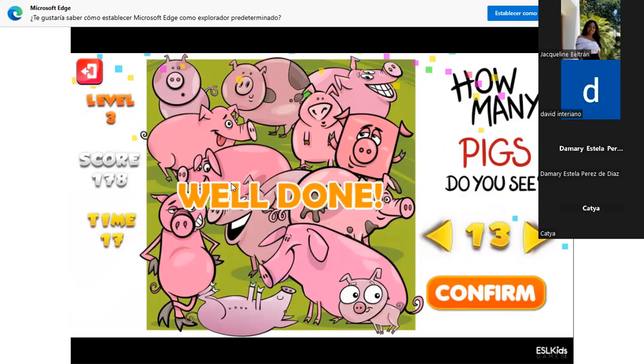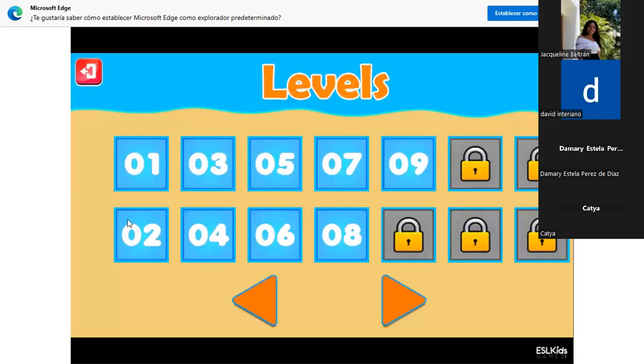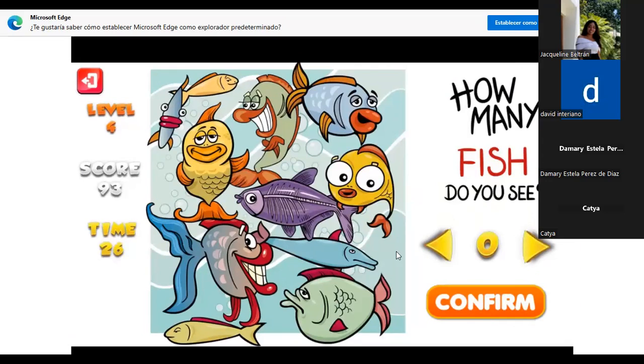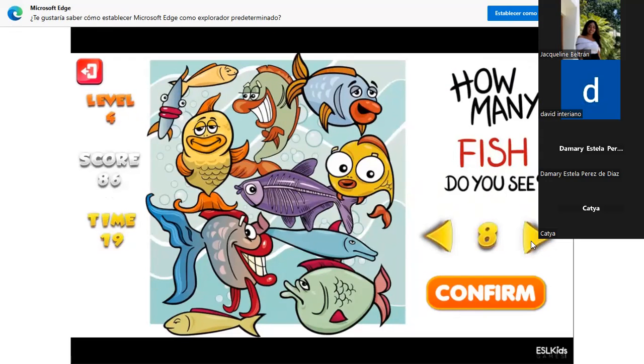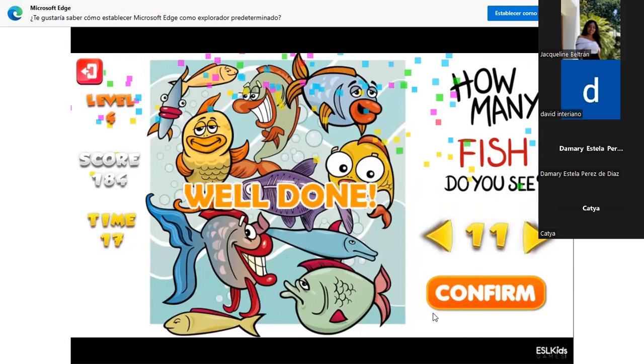Let's go to the next level. You have to be fast. Okay, let's see. Next one. How many fish do you see? 11. Okay, let's see. Kat, what do you say? 11. Okay, let's see. There you go, one and one. Group number one, you have 3. Group number two, you have 2. So let's see. This is the last two.